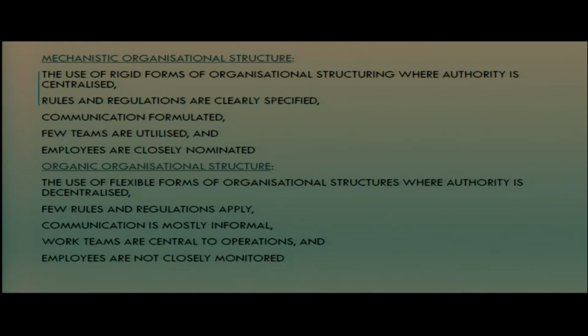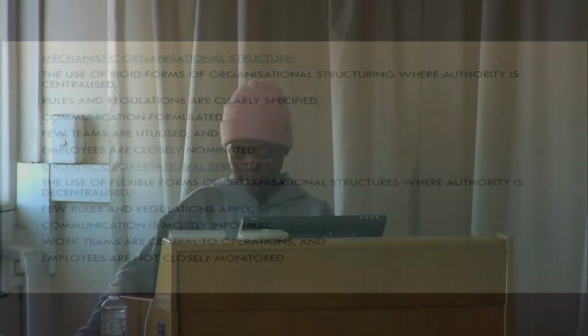Mechanistic organizational structure, the use of rigid forms of organizational structuring where authority is centralized, rules and regulations are clearly specified, communication is formalized, few teams are utilized, and employees are closely monitored. Organic organizational structure, the use of flexible forms of organizational structures where authority is decentralized, few rules and regulations apply, communication is mostly informal, work teams are central to operations, and employees are not closely monitored.